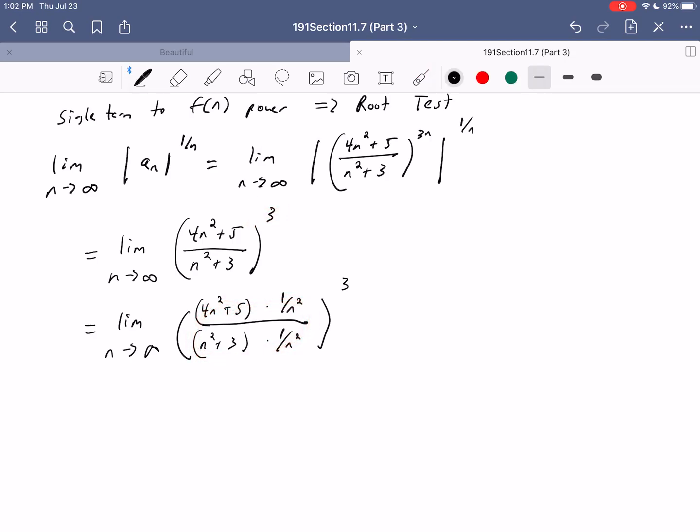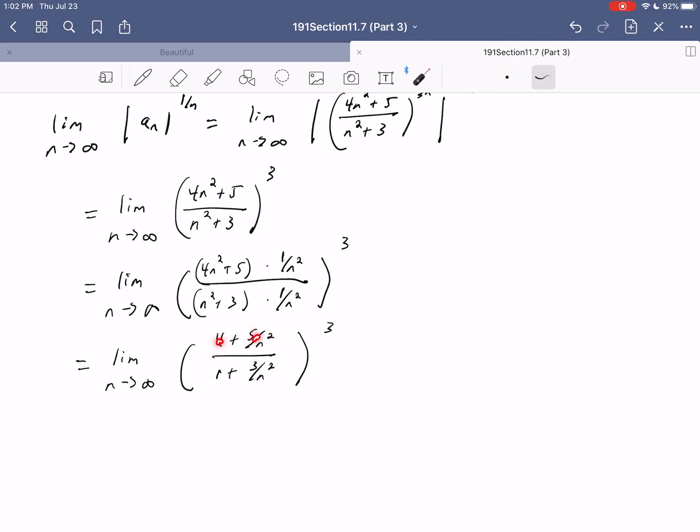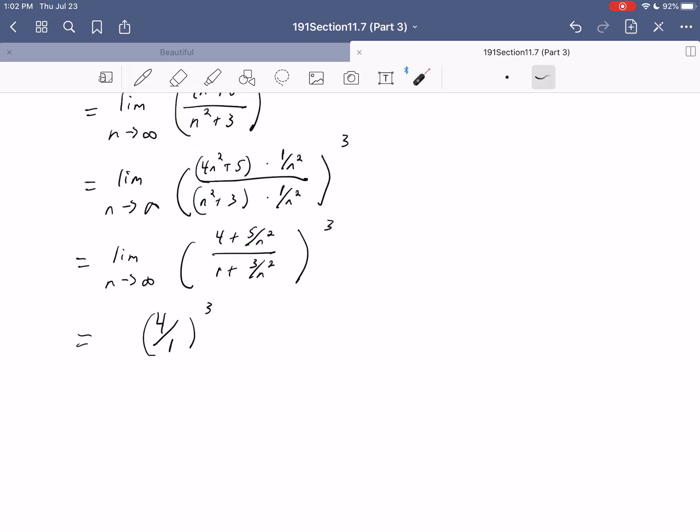So let's just try to analyze what's going on on the inside. In here, it looks like we'd get 4 plus 5 over n squared and 1 plus 3 over n squared, all cubed. So what's going to happen in here? Well, this is going to be 4 plus 0. This is going to be 1 plus 0. So it looks like this should go to 4 over 1 cubed. So notice we are avoiding having to do all the messy algebra of distributing that third exponent. Now, of course, 4 cubed, we know that's just 64. That is, of course, greater than 1. So by root test, this diverges.